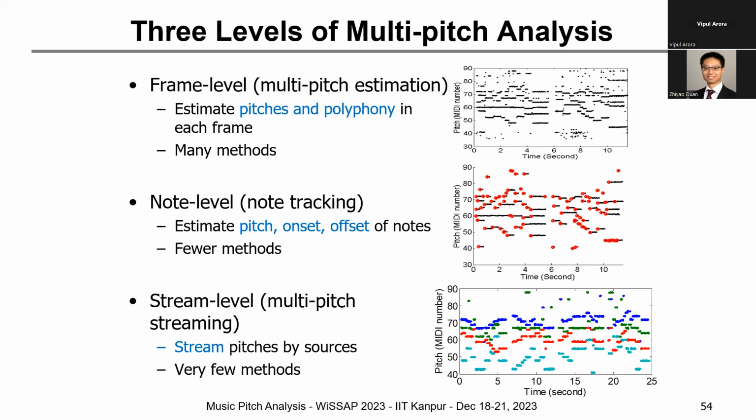In the third level, we need to stream those pitches according to the sources across notes. If you look at the pitch contour of a voice, it's not continuous. When you move from one note to the next, the pitch often jumps in Western music. So how do we stream them together? This is called stream-level transcription, or multi-pitch streaming, or timbre tracking. We need to use timbre features to do this. Any questions about the problem setup? I always think that problem setup is more important than the techniques.